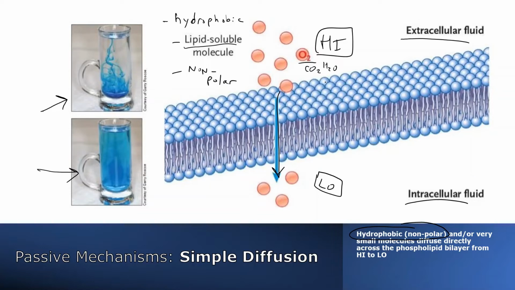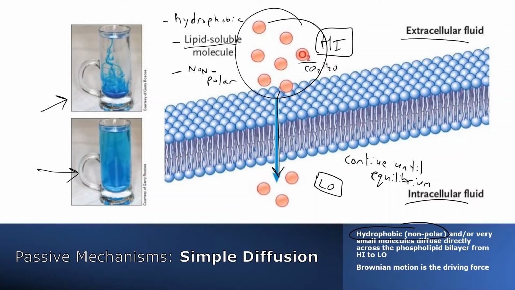Now, are all the particles going to go in? Are all of these particles up here going to go in? The answer is no. They're going to go in until there's no longer a gradient, right? They're going to keep going in until there's a balance. So this will continue until we are at equilibrium. So I'll write that right here. This will continue until equilibrium, meaning that it will continue until there are an equal number of particles on both sides, at which point there will no longer be a gradient and nobody will move.